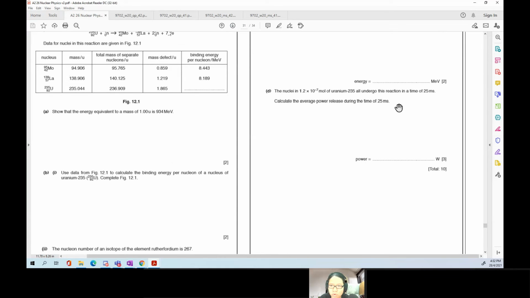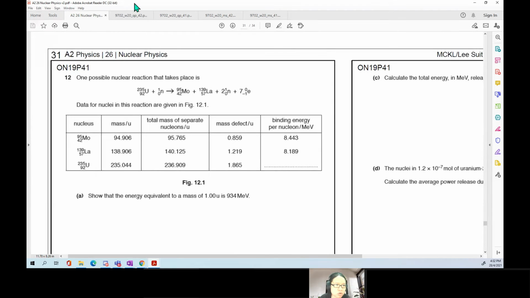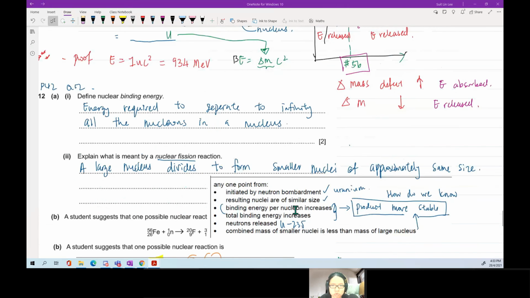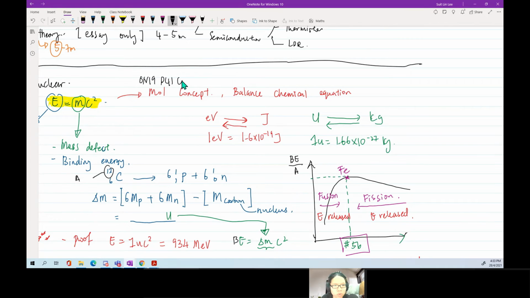And then after that, there's a mole concept here. So maybe you can either redo this or do part C and D that I didn't ask, or is it part D only? So if you want to do in combination of the mole concept, I will suggest some questions to do. ON19 paper 41 question 12. Part D.